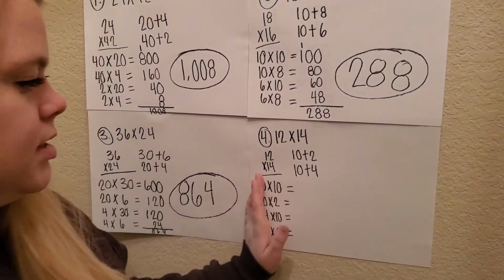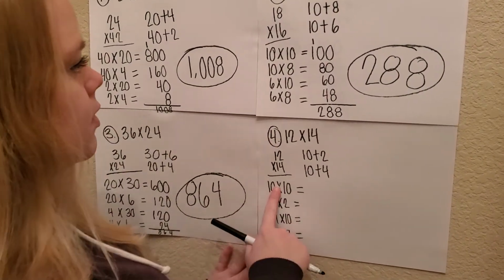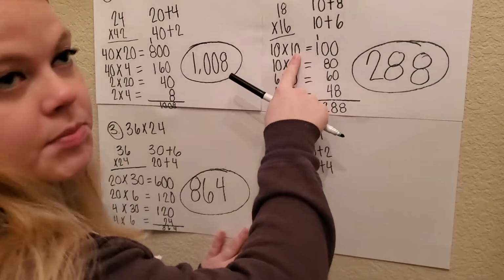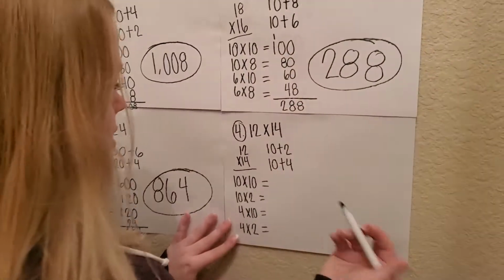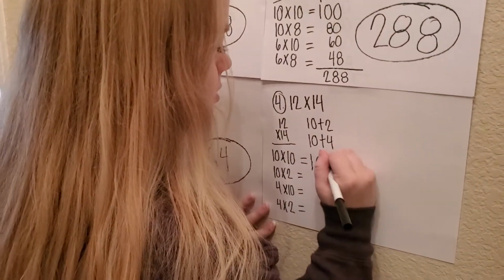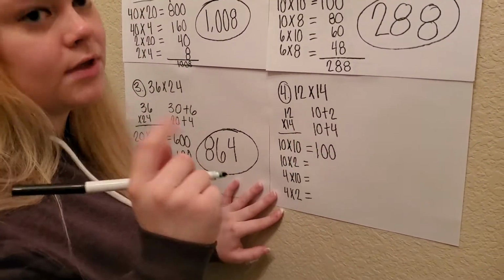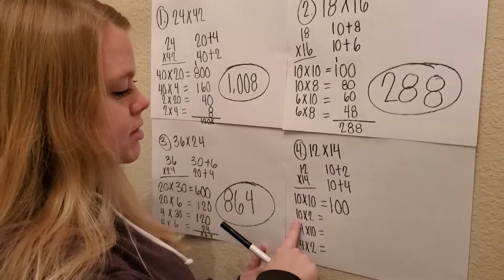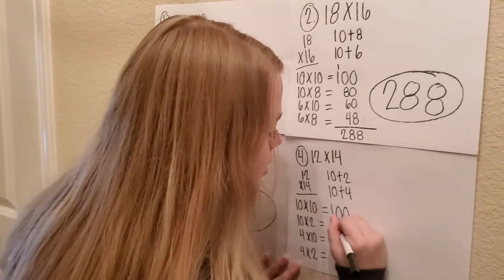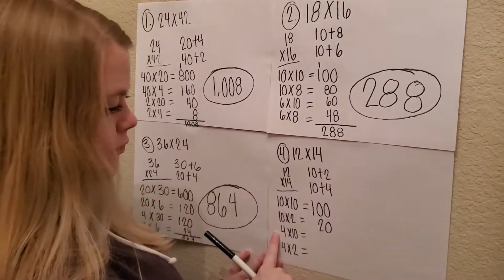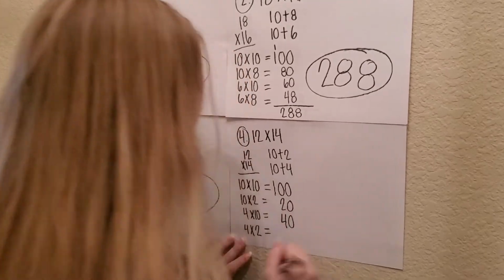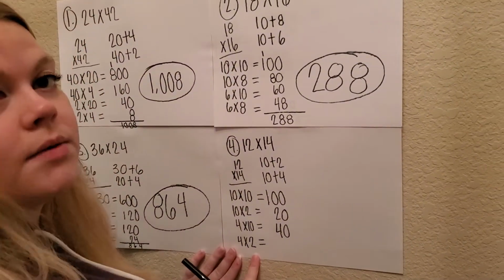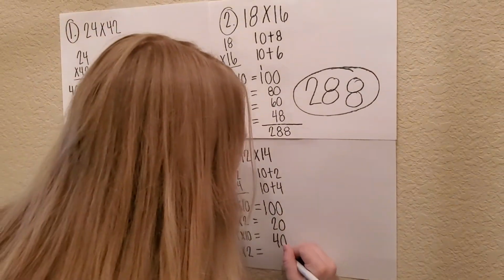All right, now let's work those out. So we know, because we've already done it up here, 10 times 10 is going to give us 100, all right? So I'm going to go ahead and put 10 times 10 equals 100, because I know that now. 10 times 2 is going to give us 20. 4 times 10 is going to give us 40. And last but not least, 4 times 2 is going to give us 8.